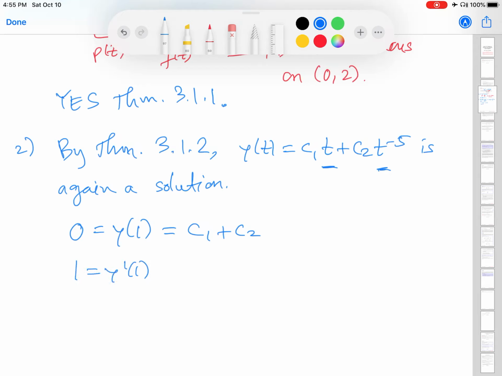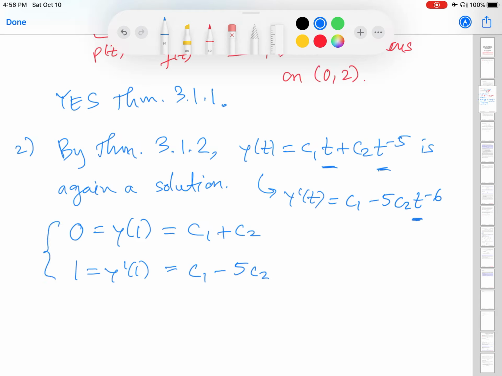I'm going to go up here and just calculate the derivative, y prime of t. So what is that? That's just c1 minus 5c2 t to the minus 6. And when I plug in 1 for t here, that little part goes away. So I get c1 minus 5c2. And now I'm going to solve this system of equations.